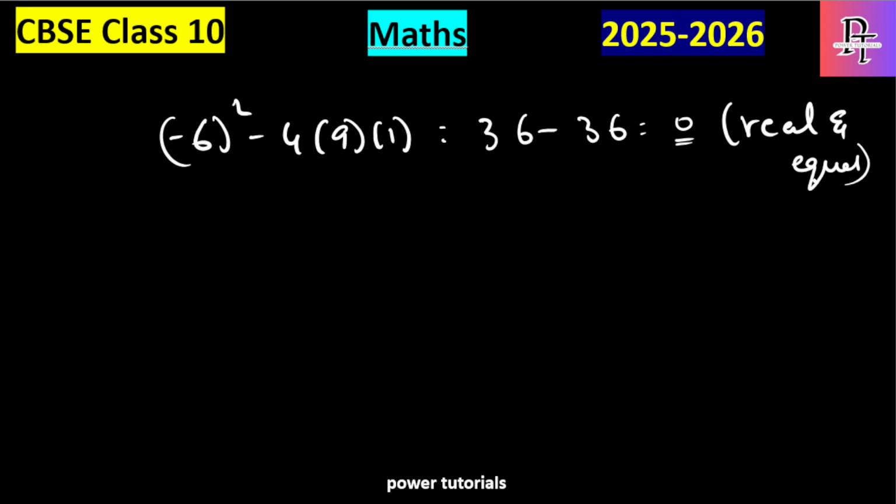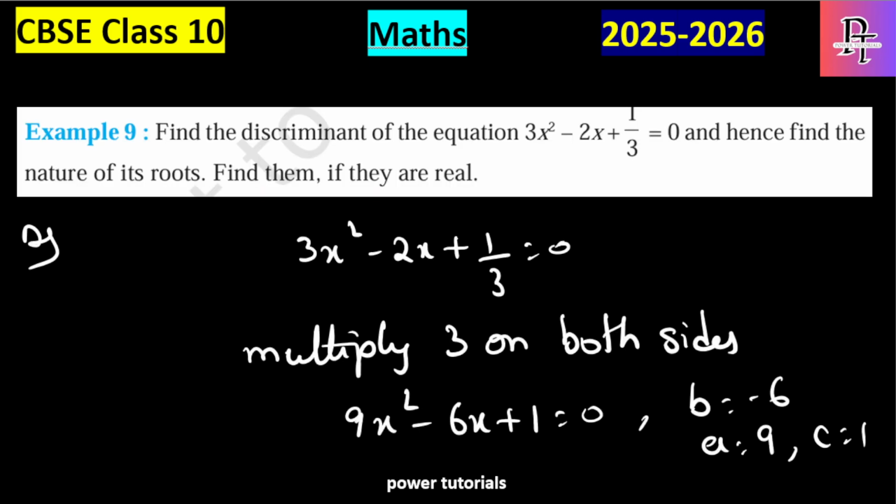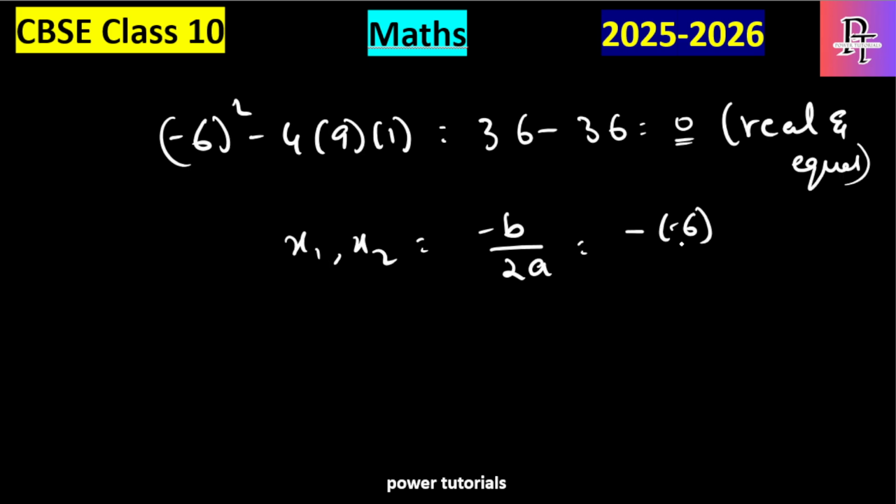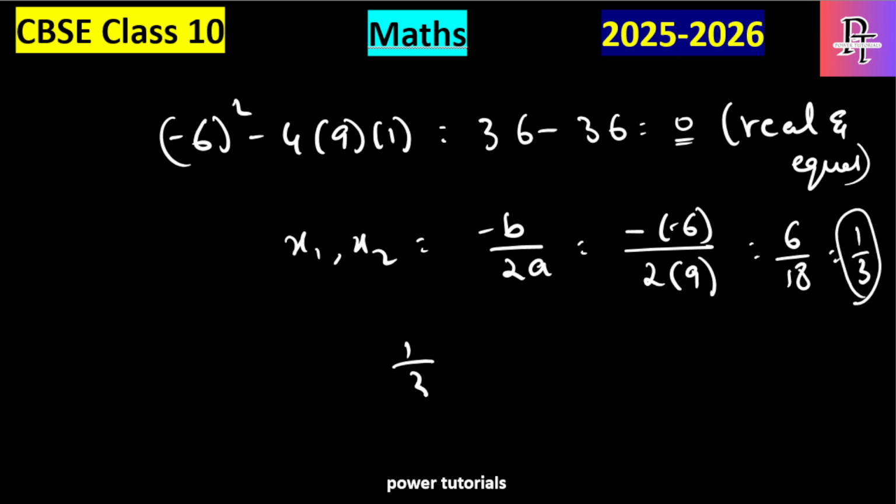So using the quadratic formula it will be much easier, because we can directly say x1 comma x2 is equal to minus b by 2a. Why minus b by 2a? Because the plus or minus value is 0, so directly we can write the simple value, which is minus b by 2a. So b is minus 6, 2 into a value is 18, so it is 6 by 18 or 1 by 3 is the root of this equation. So the roots are 1 by 3 comma 1 by 3, both are real and equal.